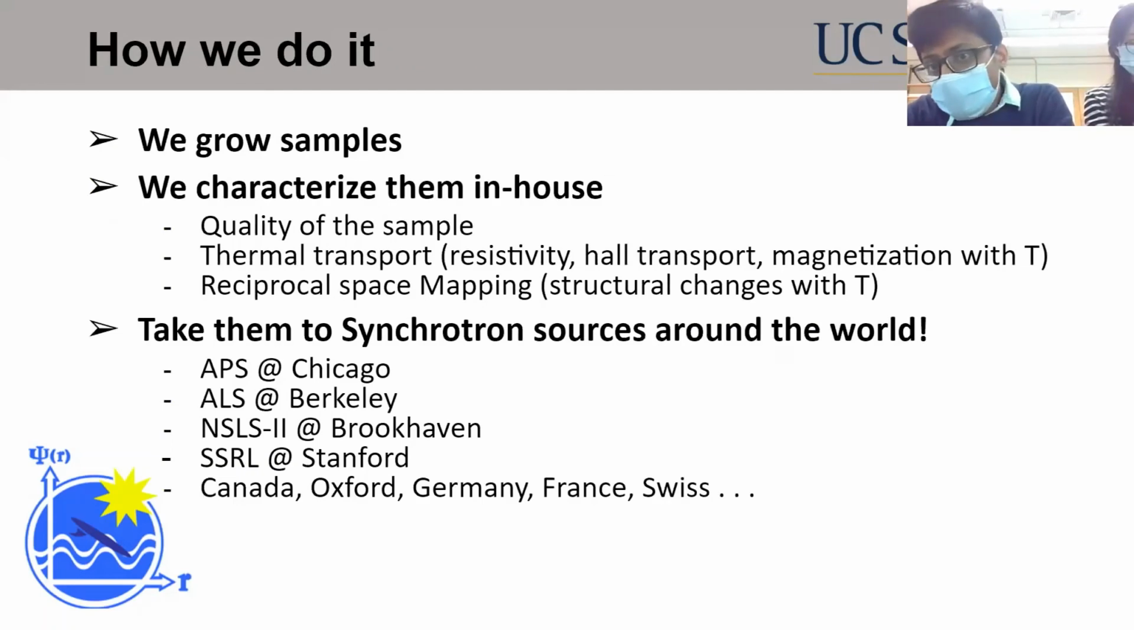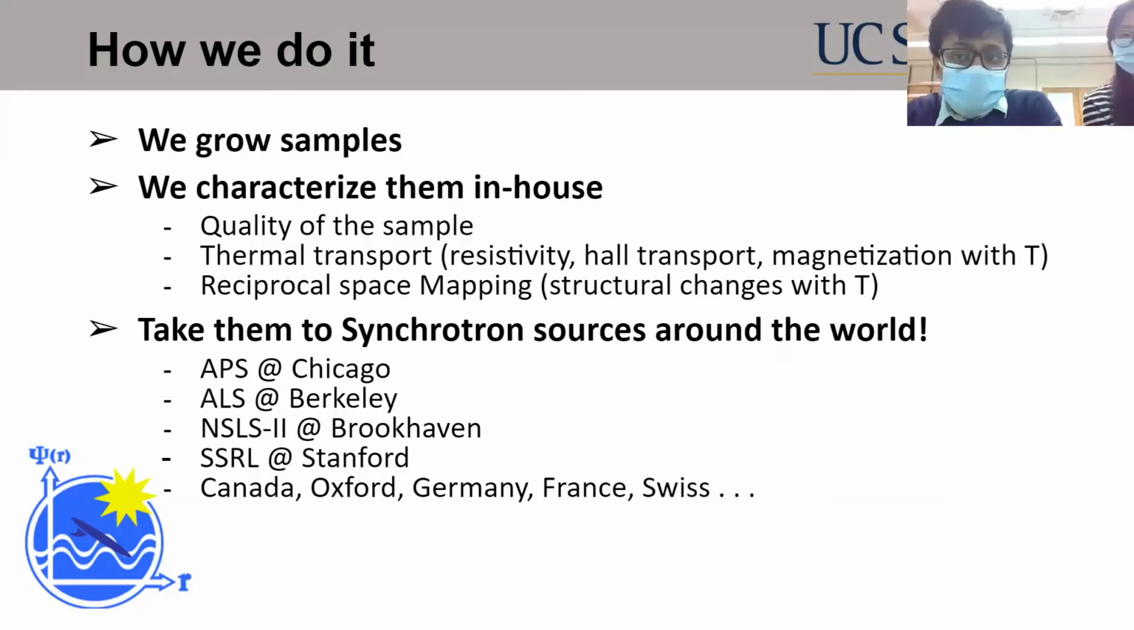So how do we do it? We grow samples, we grow single crystals or thin films. We then characterize them in-house, using the XRD, X-ray diffraction unit that I showed you. We characterize them using thermal transport. So we measure their resistance, we measure Hall transport, we measure magnetization with temperature. We can now study the reciprocal space, that is the structure of it, with temperature.